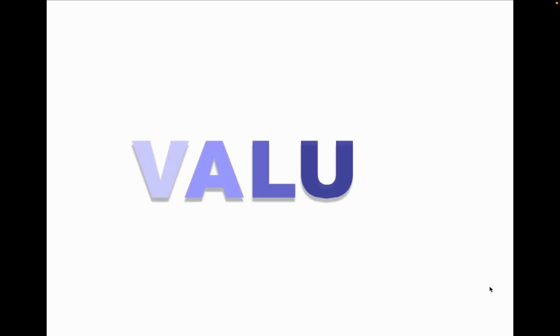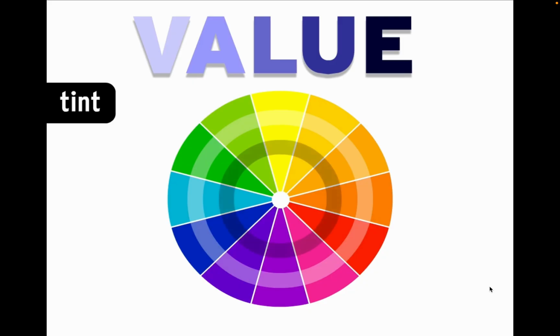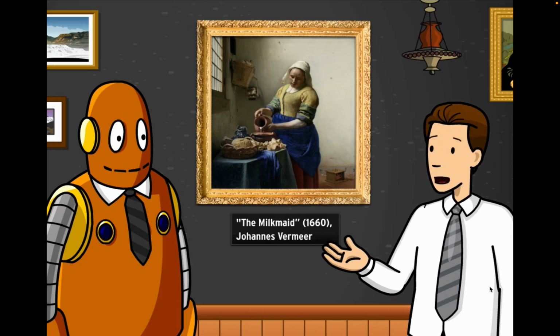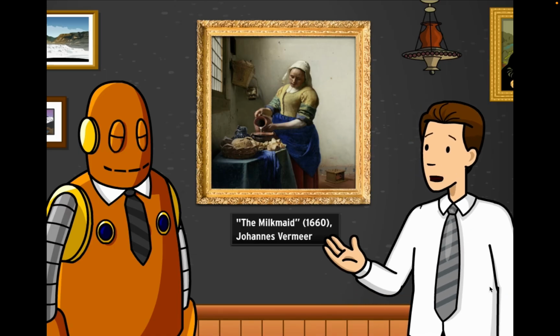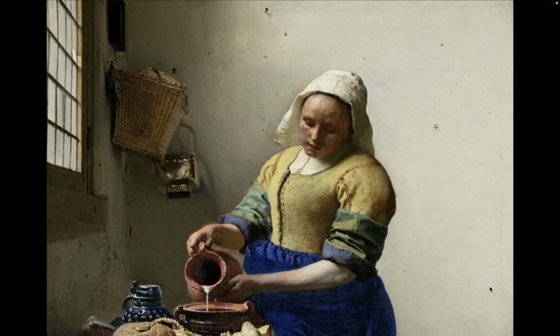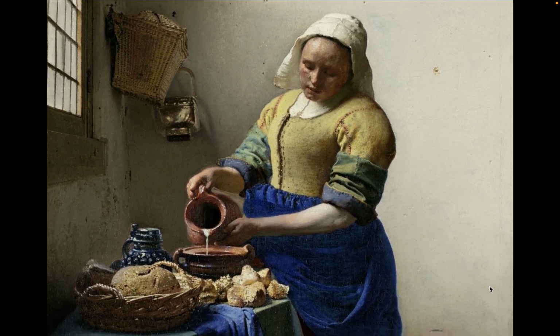Next up is value, how light or dark a color is. Adding white to a color creates a tint, while adding black creates a shade. Dutch painter Johannes Vermeer used tinting and shading to create lighting that's almost photographic. See how realistic the sunlight looks here? That's all from mixing in different amounts of black and white paint.